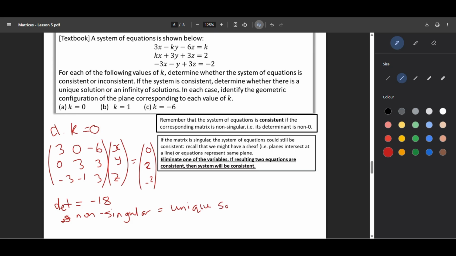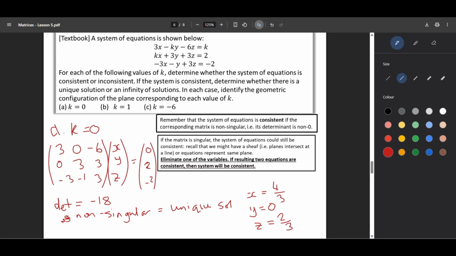And then the unique solution, we can just put that in our solver tool to find what that is. And I get the following solution. So I get that x is 4/3, y is 0, and I get that z is 2/3. So have I answered that question?